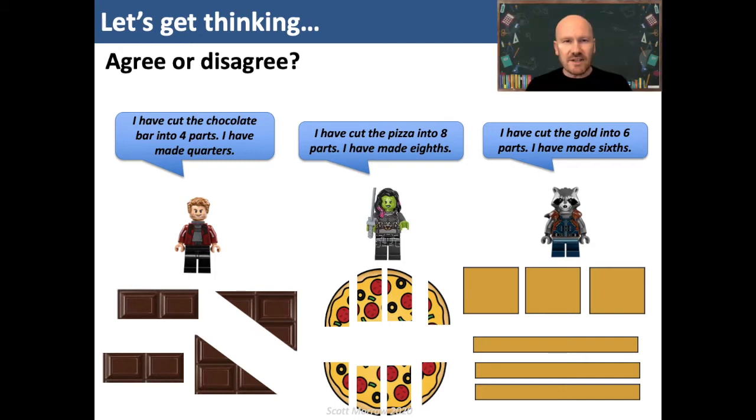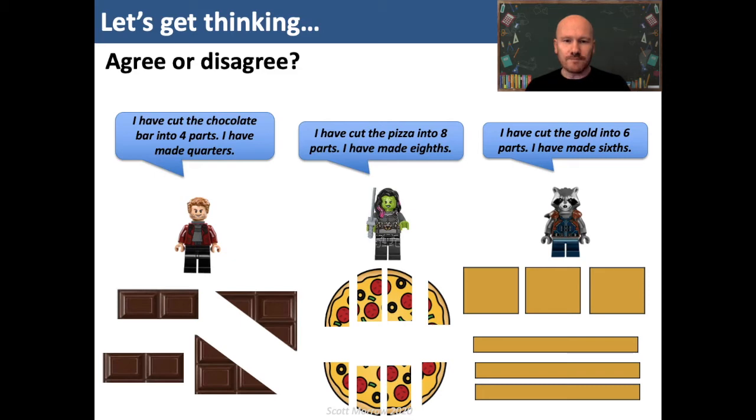Let's consider each of these statements in turn. So to begin with, let's look at Peter. I have cut the chocolate bar into 4 parts. I have made quarters. Well, he split that into 4 parts, but 2 of those parts are rectangular and 2 of them are triangular. So surely they can't be the same. Well, actually, there's exactly the same amount of chocolate in each of those parts. So I would agree with Peter, yes, he's cut those into quarters.